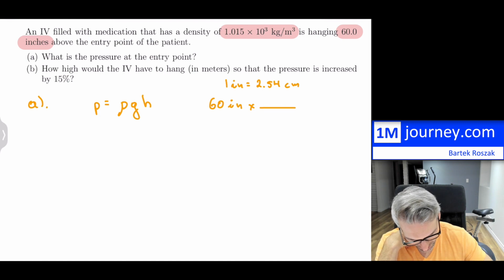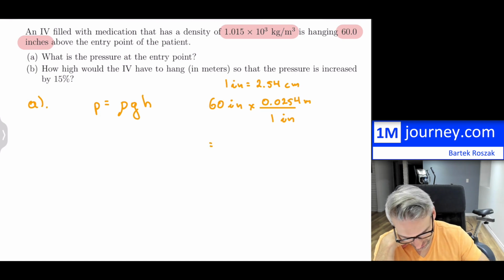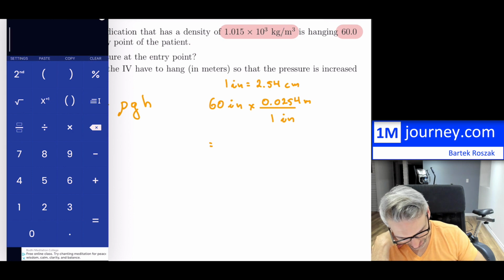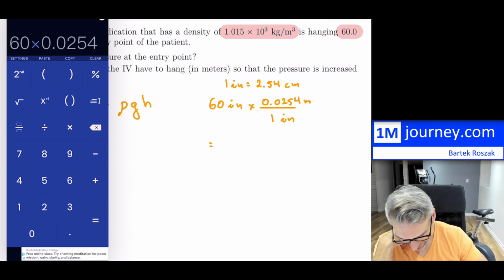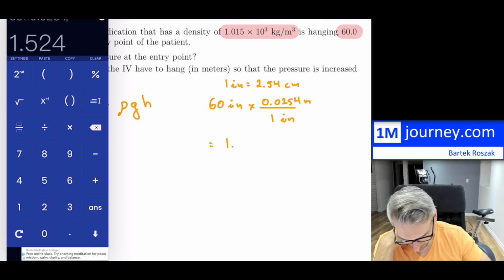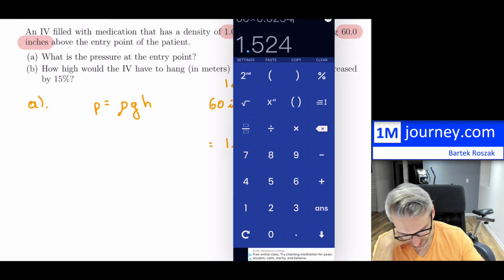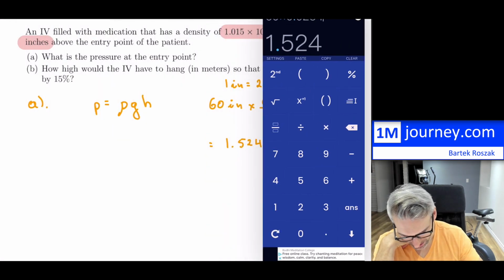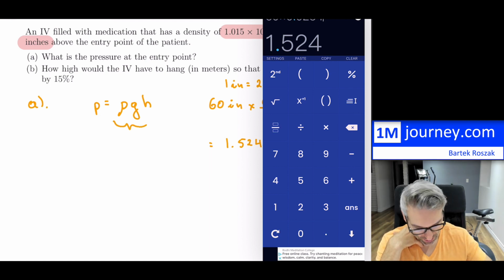So we want to get rid of inches. So 1 inch, and let's dive right into metric standard. The centimeters I'll change into meters, so 0.0254 meter. And that would give me what the height is. So 60 multiplied by 0.0254 gives me that height, which is 1.524 meters. Now that I have this, I can take the actual density, which is given, and gravity, acceleration is 9.8, so I have pretty much everything.